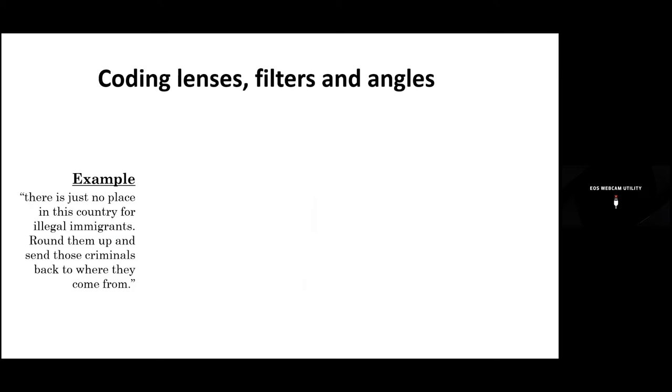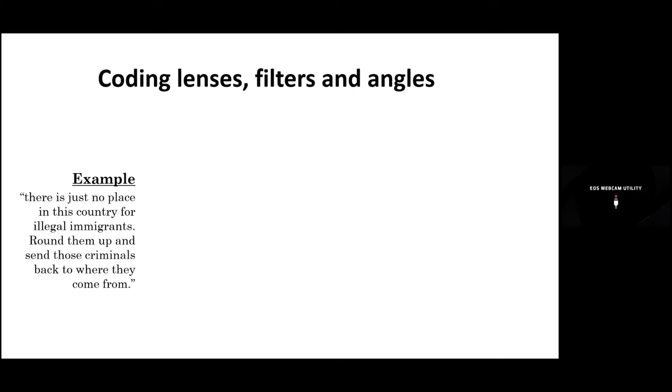Now we call this coding process researcher lenses, filters, and angles. Think about a researcher's eye. Those eyes act like a camera, which has got a lens and a filter. Through those eyes, when you see something, through those lenses you can zoom in on a few particular verbatims, and you can zoom out using that filter.